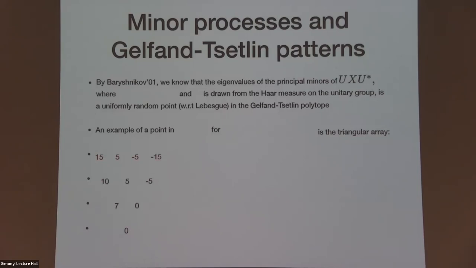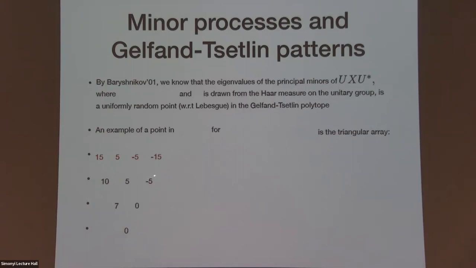So these minor processes are obtained when you take a particular Hermitian matrix X and you conjugate it with a random unitary U, and then you look at the principal minors and look at the eigenvalues. When you look at that, you get a picture like this, and it turns out, which is known through work of Baryshnikov, that these pictures are uniform from the Lebesgue measure. So this becomes fixed because the spectrum of X is fixed.